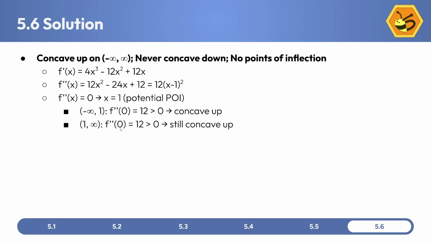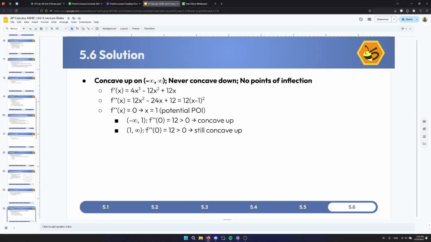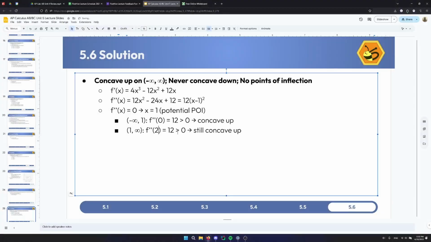Let me see. I don't think I should have plugged in 0. I think yeah, that should be 2. Sorry, made a mistake when I was copying and pasting. So if we check on the first interval to the left of x equals 1, we see that our function is concave up. If we look at the right side, right of x equals 1, we still have a positive second derivative, so it's still concave up.